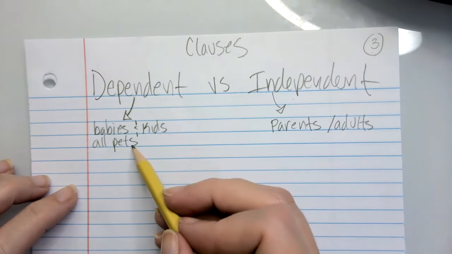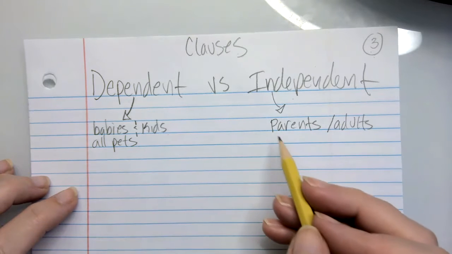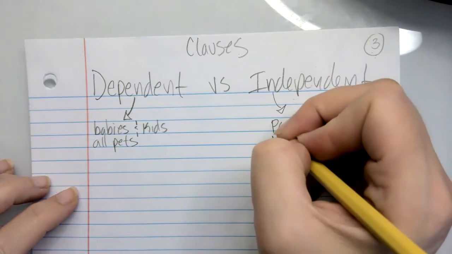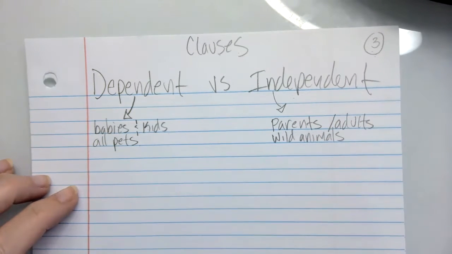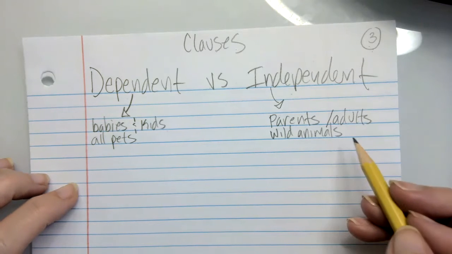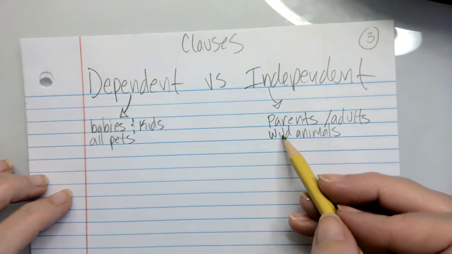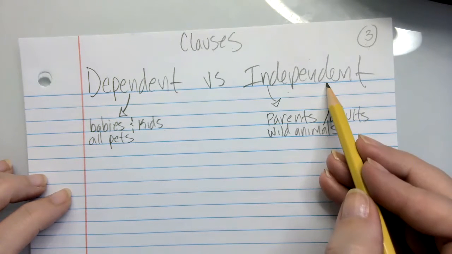If we're talking about pets being dependent, then what type of animal would be independent? You're probably thinking wild animals are, and you are correct. Baby wild animals are not independent. They're dependent upon their parent. Not all of them, but some of them are dependent upon their parents. But for the most part, wild animals are independent for their survival.